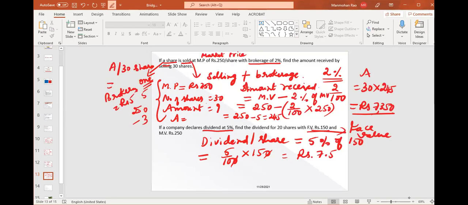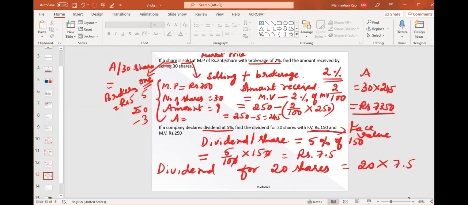If the dividend per share is 7.5 rupees, how many shares are you owning here? You have 20 shares. So the dividend for 20 shares is the number of shares multiplied by the dividend per share, which is 20 multiplied by 7.5. You get 7.5 rupees for one share. For two shares it is 15. For four shares it is 30. Correct? How much for 20 shares?